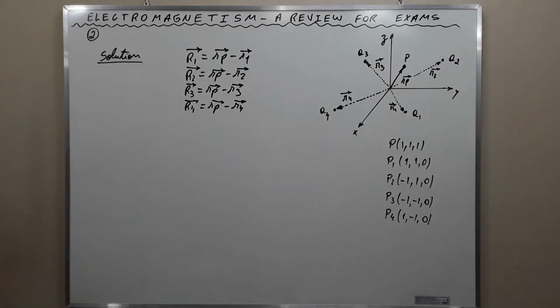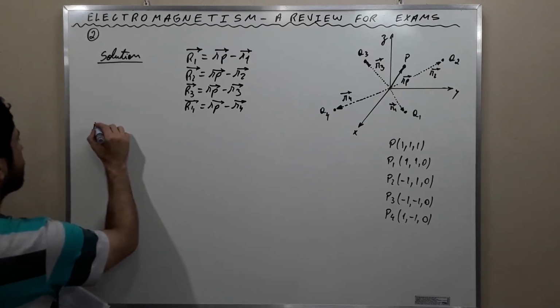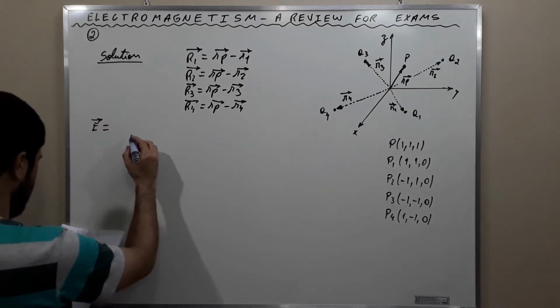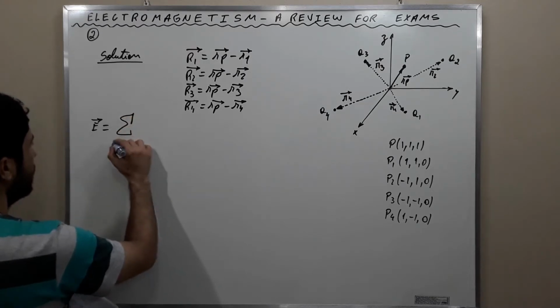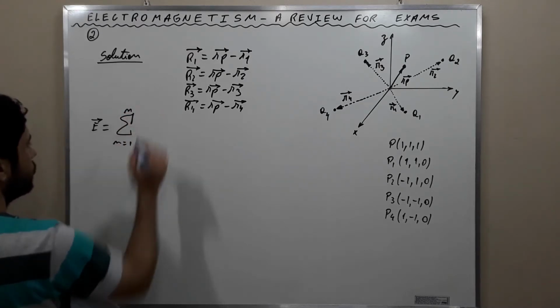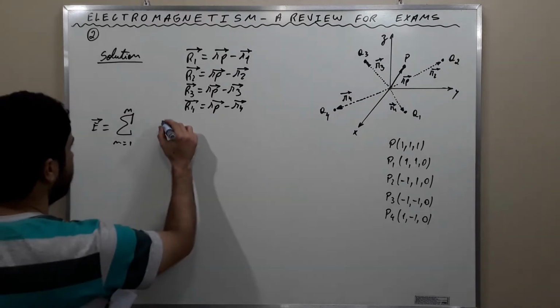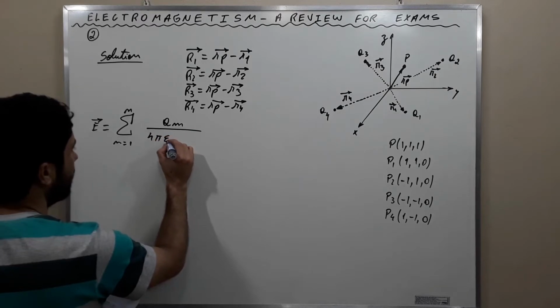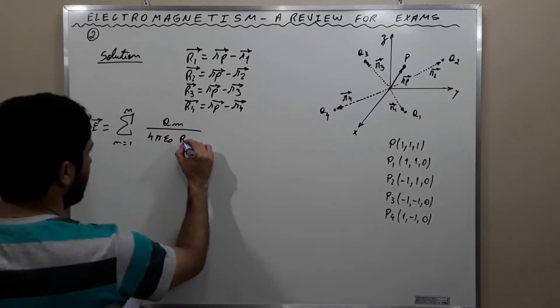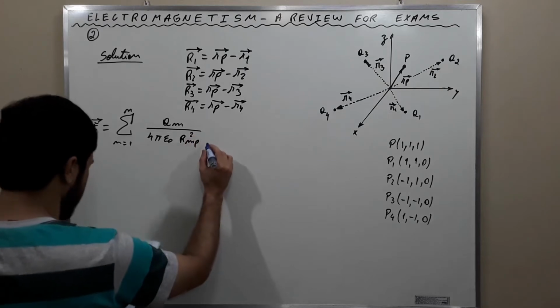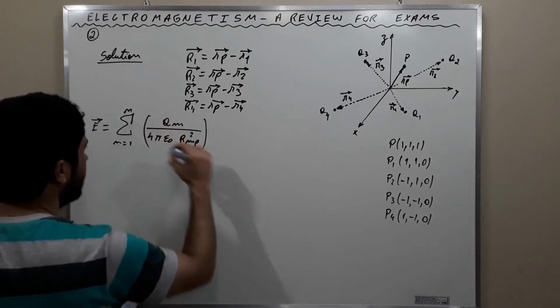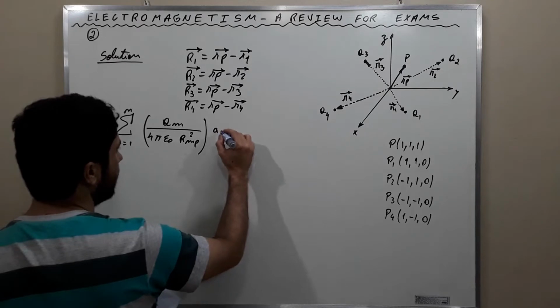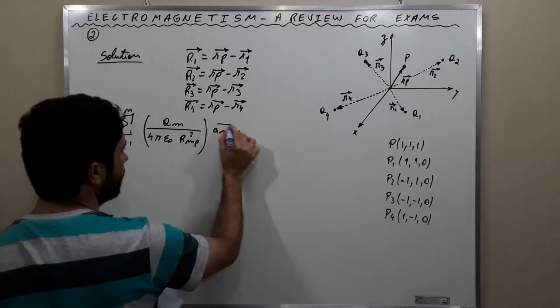With these vectors, we can calculate the electric field using this expression here. E is equal to the summation from 1 to n of Qm over 4 pi epsilon 0 rmp squared in the direction of amp. Okay?